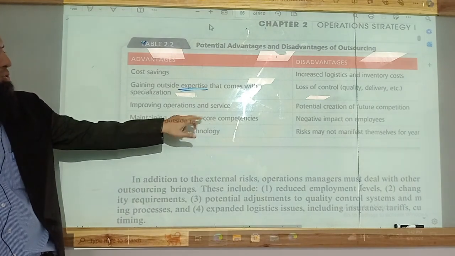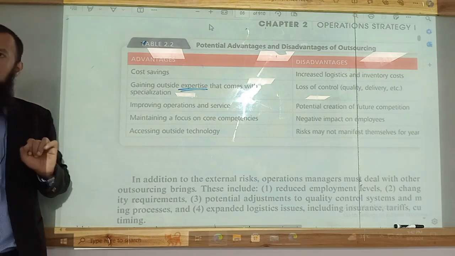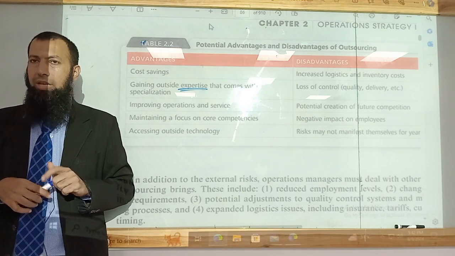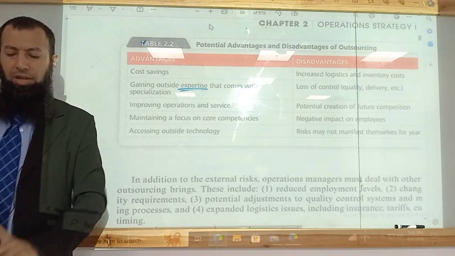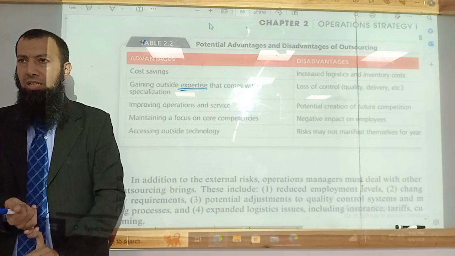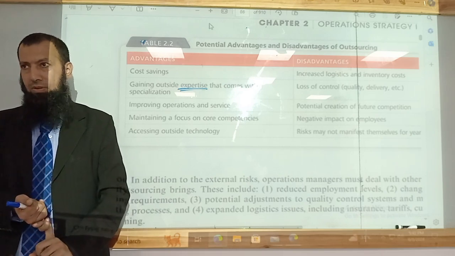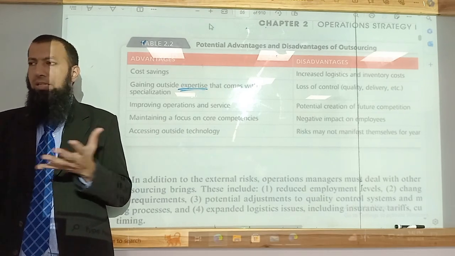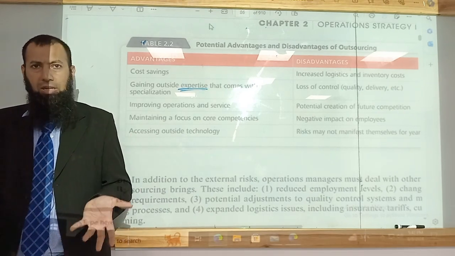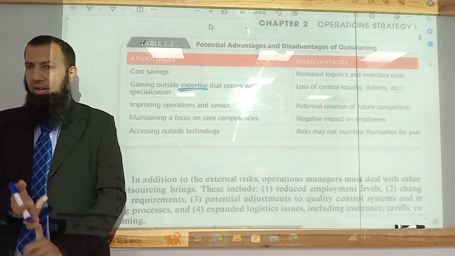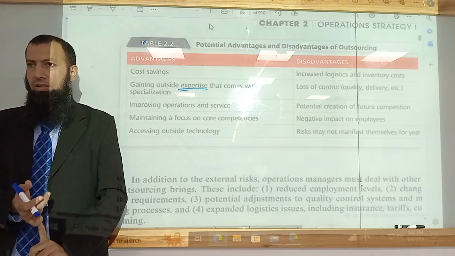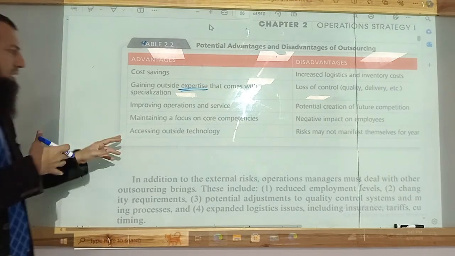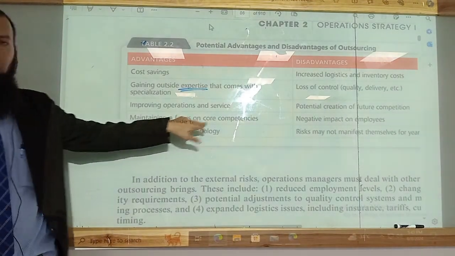Maintaining a focus on core competency. Core competency is what? Any idea? Specialization. Yes, your talent, expertise, skills you have. Talent acquisition. Exactly. Whatever you see, core competency: you guys may have core competency of skills, talent, capability. So these are the core competencies in which you are good at. The same goes with the company. So a company needs to focus on their core competency.